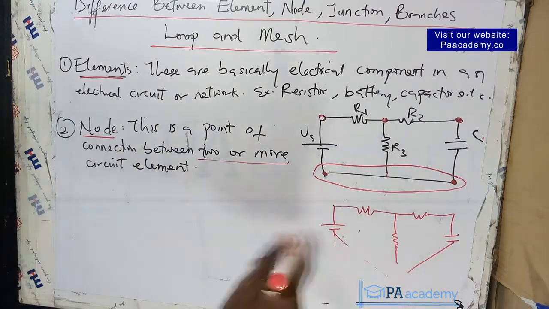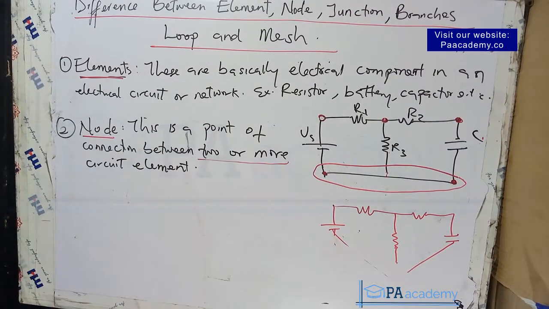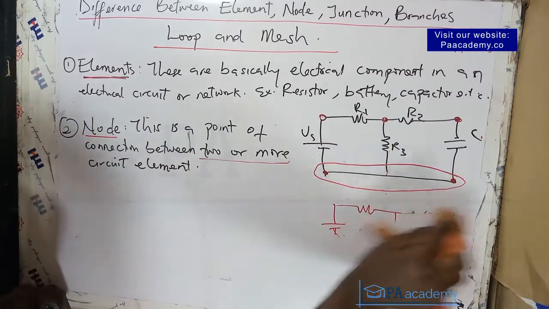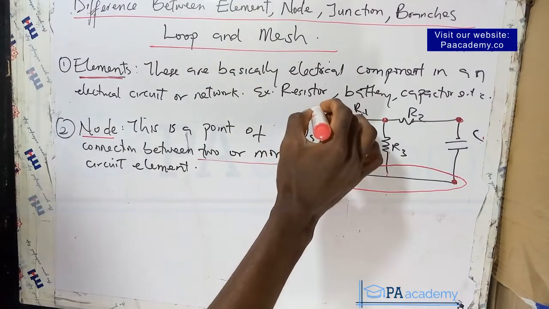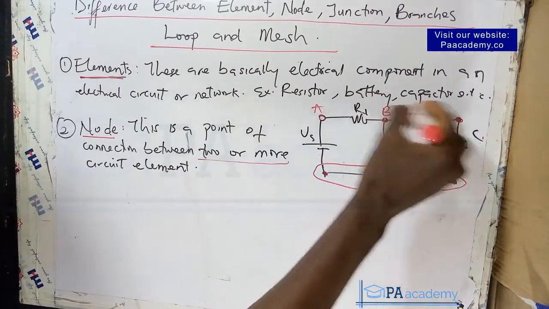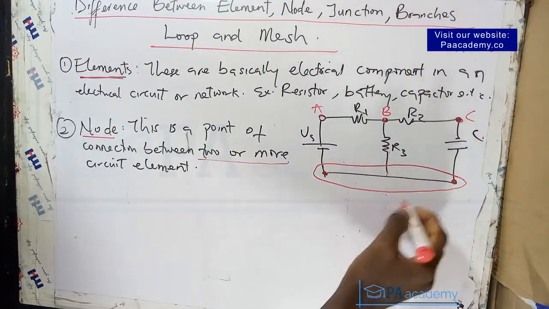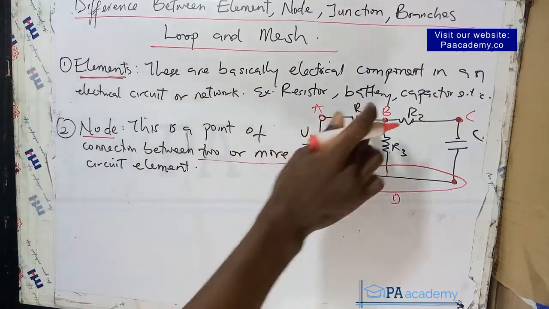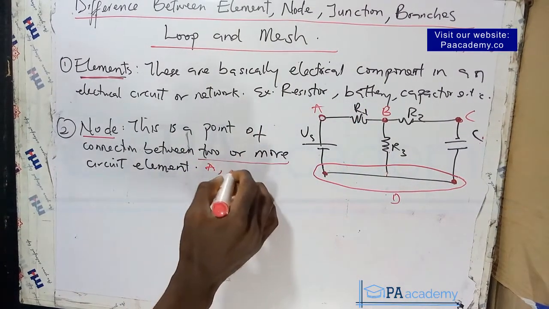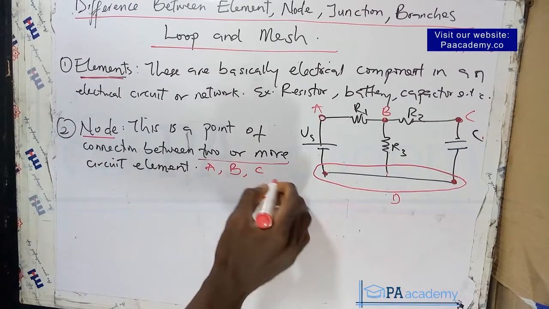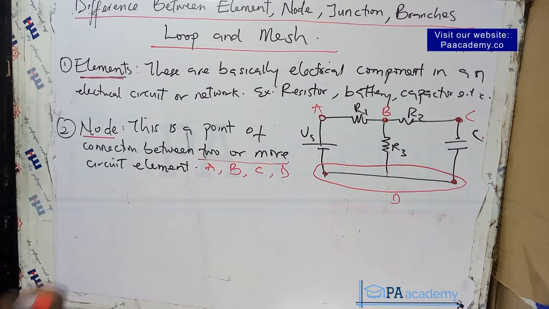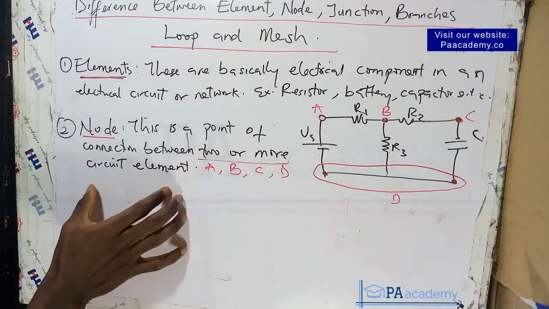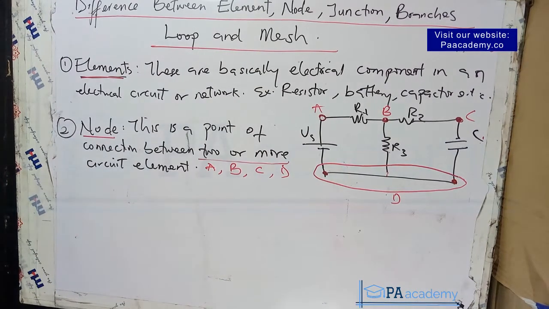So in this circuit, if you are to write out the nodes, let's call these points A, B, C, and then this entire one, let's call it D. So the nodes in this circuit are points A, B, C, and then this together D. Those are the nodes in that circuit. So that is what we mean by node: a point of connection between two or more circuit elements.